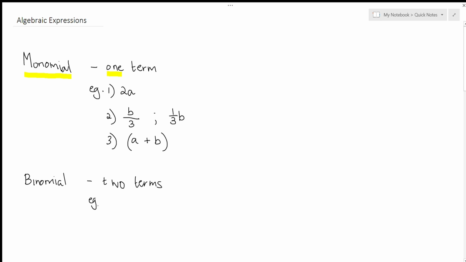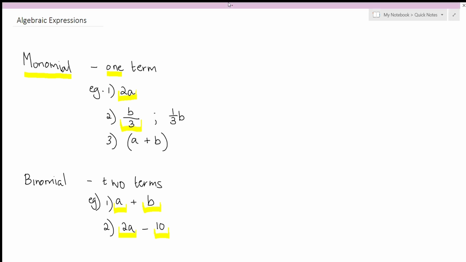So your examples here could be a plus b. You could also have 2a minus 10. So what do we notice when we look at our binomials in particular? You will see that it is separated by your plus and minus signs. So here this divides it into two terms. The next one as well divides it into two terms. And if you go back and look at the first one, you would notice that it is one term. There is no plus or minus in between.